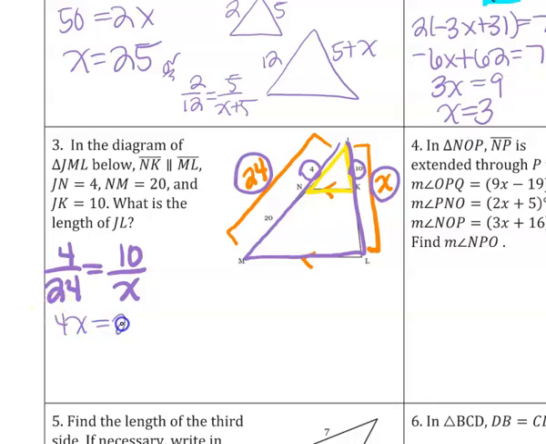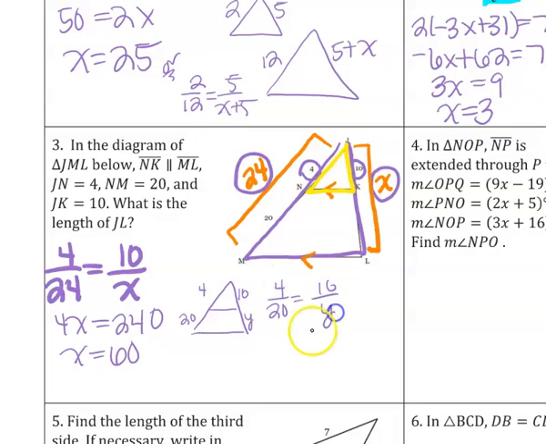So 4X equals 240, so X equals 60. And that's absolutely one way to do it. Okay, now another way to do it, just going to sketch another quick picture here, is what if I kept this as 4 and this is 20, and this is 10 and this is, let's call it Y. I could technically do part is to part as part is to part and solve.